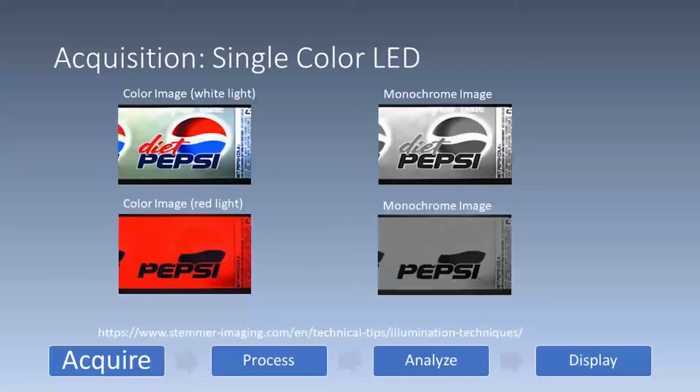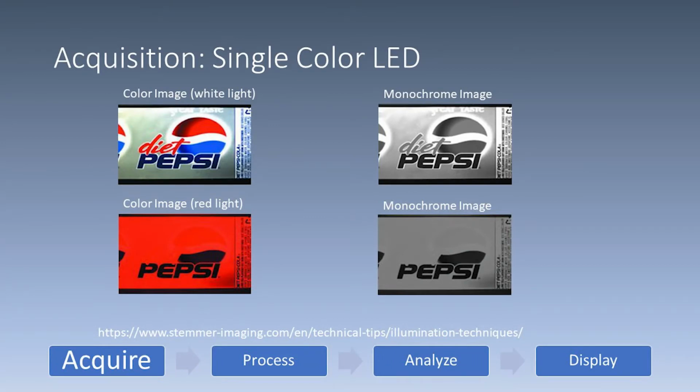I'll go back to this idea of the single color LED. So let's just say, for example, you had that label and what you cared about was the blue text, the blue part of the logo and the text Pepsi. If you had a color camera and you had a white lighting source, you could probably figure out the processing you'd need to be able to pull that information out. If all you had, though, was a monochrome or a black and white camera, you can see on the upper right, that image would actually be difficult to process because you're dealing with the text diet, and you're dealing with the top of that logo, which is red. The intensity is about the same, and so that makes processing a little bit more difficult.